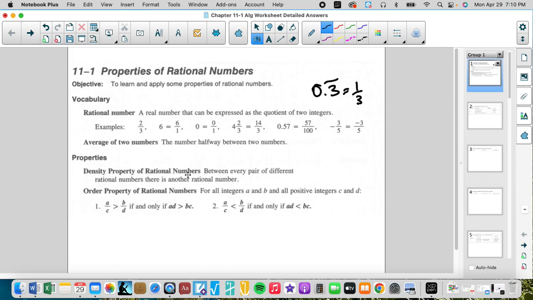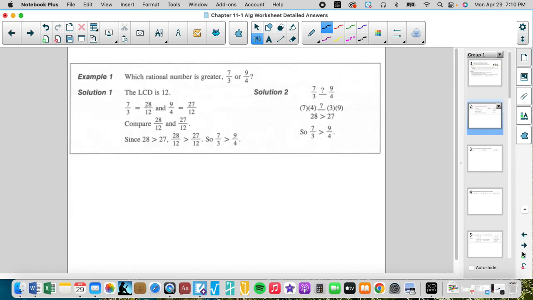I've never heard of that. Density property of rational numbers: between every pair of different rational numbers, there is another rational number. Okay, so I guess we can find half of it, right? Ordered property. So let's take a peek and see what we're going to work on.